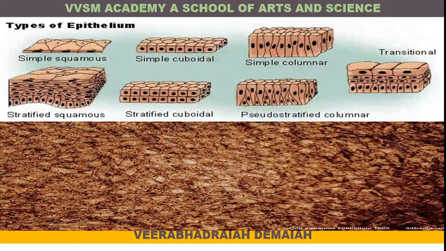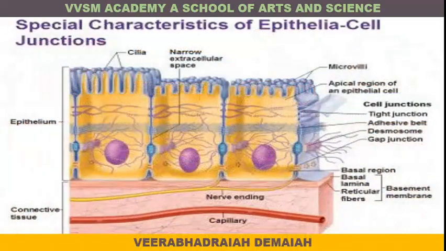Well friends, this is a beautiful diagram of the types of epithelium: simple squamous, simple cuboidal, simple columnar, and transitional. Then stratified squamous, stratified cuboidal, and pseudostratified columnar. Another important special characteristic of epithelial cell junctions we will discuss later.